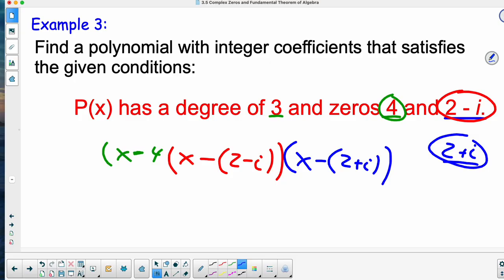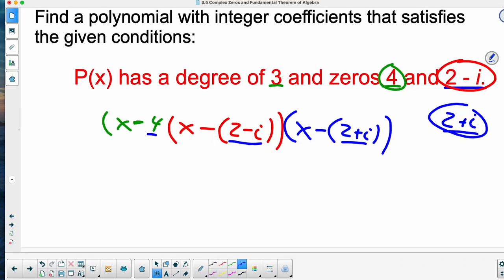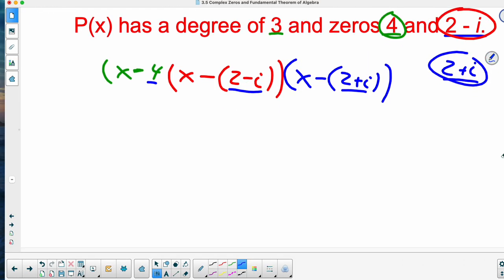So, does that make sense, though? All I'm doing is just plugging in these pieces and writing an x minus, and then now I just need to FOIL it out. You ready to do this? You have room on your paper? This is going to get big. You ready for this?